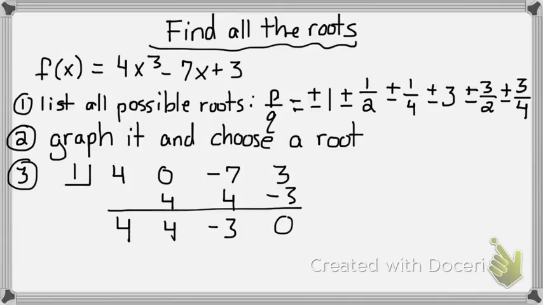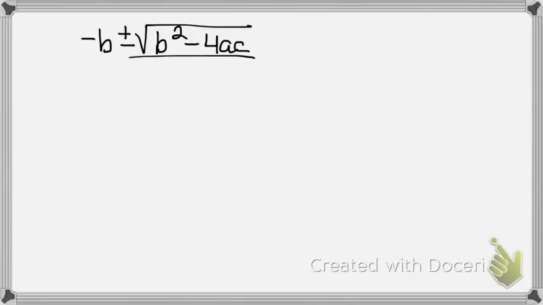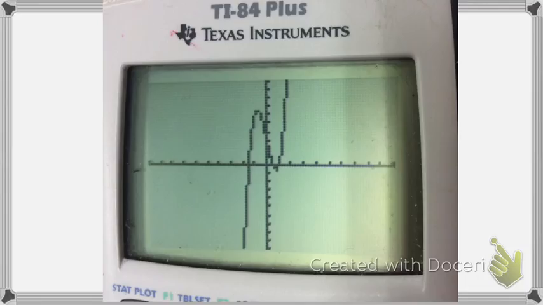Now, to find the other two roots, I'm going to have to actually factor 4x squared plus 4x minus 3. Now, of course, if this quadratic function is factorable, you can just simply factor. If not, you'll have to use the quadratic formula. And in case you forgot, it's negative b plus or minus square root of b squared minus 4ac all over 2a. So I'm now going to plug in all of my numbers into the quadratic formula.